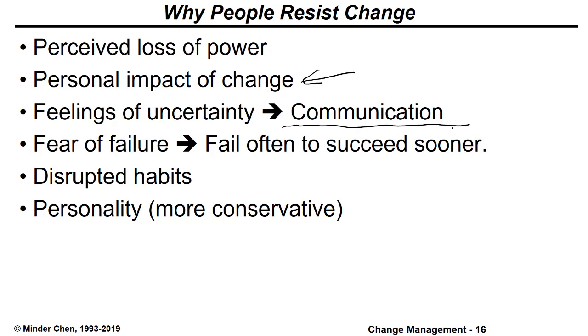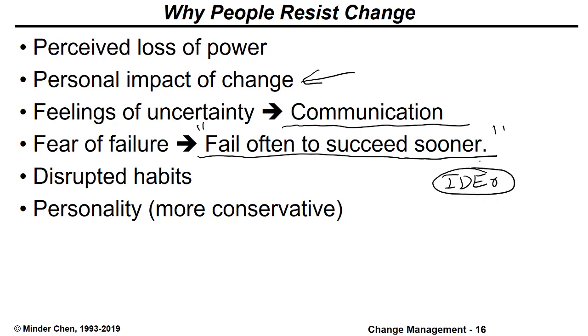This is one reason why people tend to resist the change. One way to deal with this is to create a culture such as IDEO, which is a design firm in Silicon Valley. IDEO has a motto stating that fail often to succeed sooner, which means failure is considered a badge of honor instead of being punished.